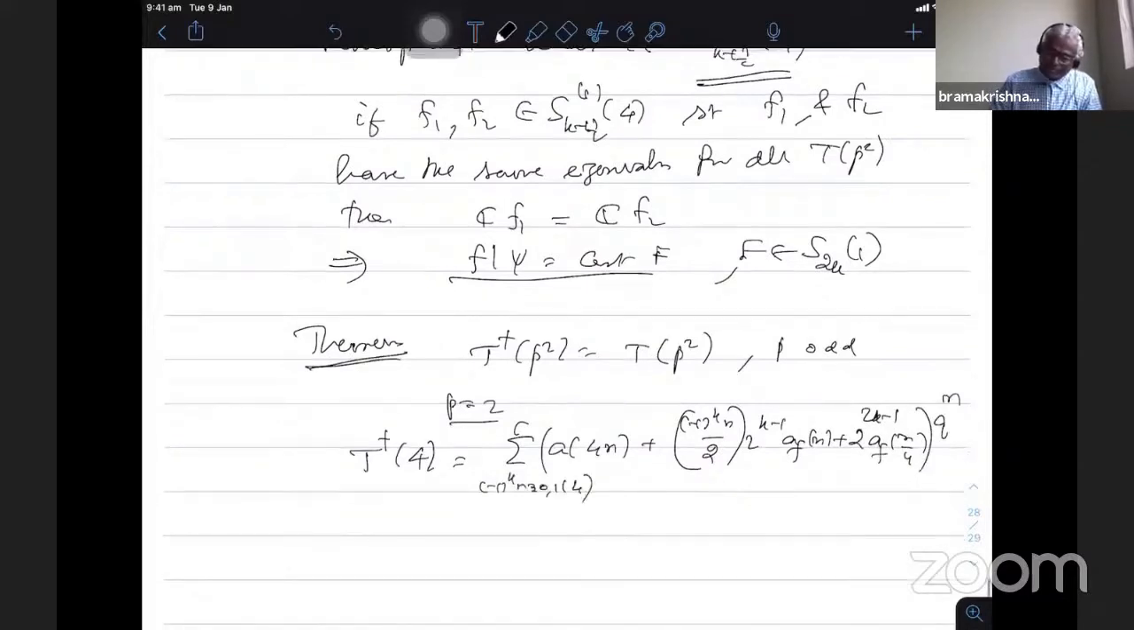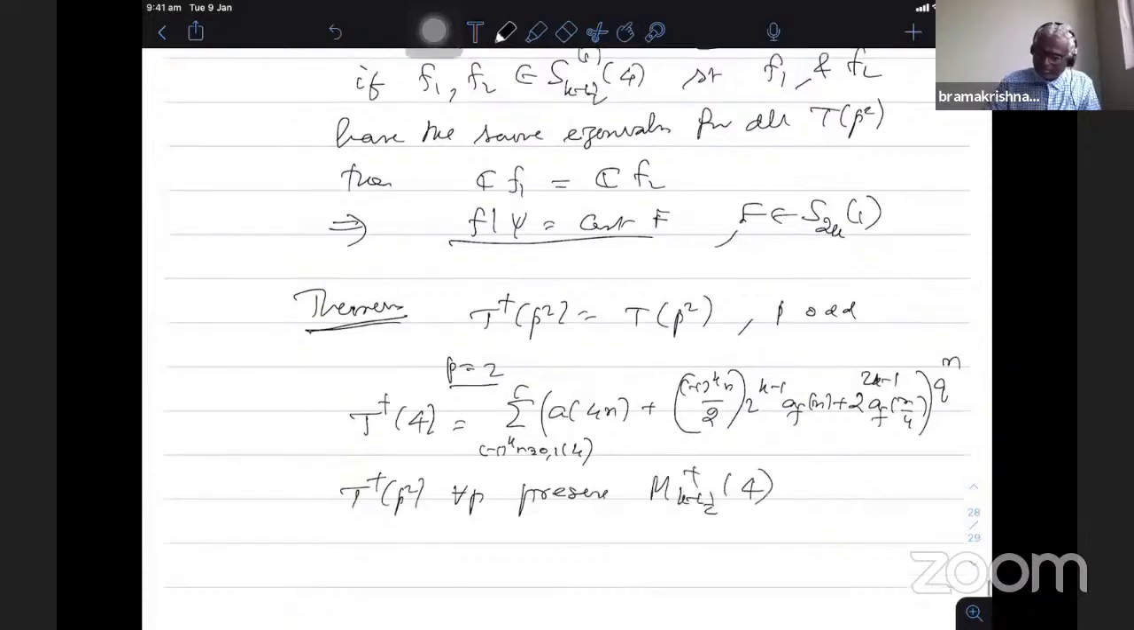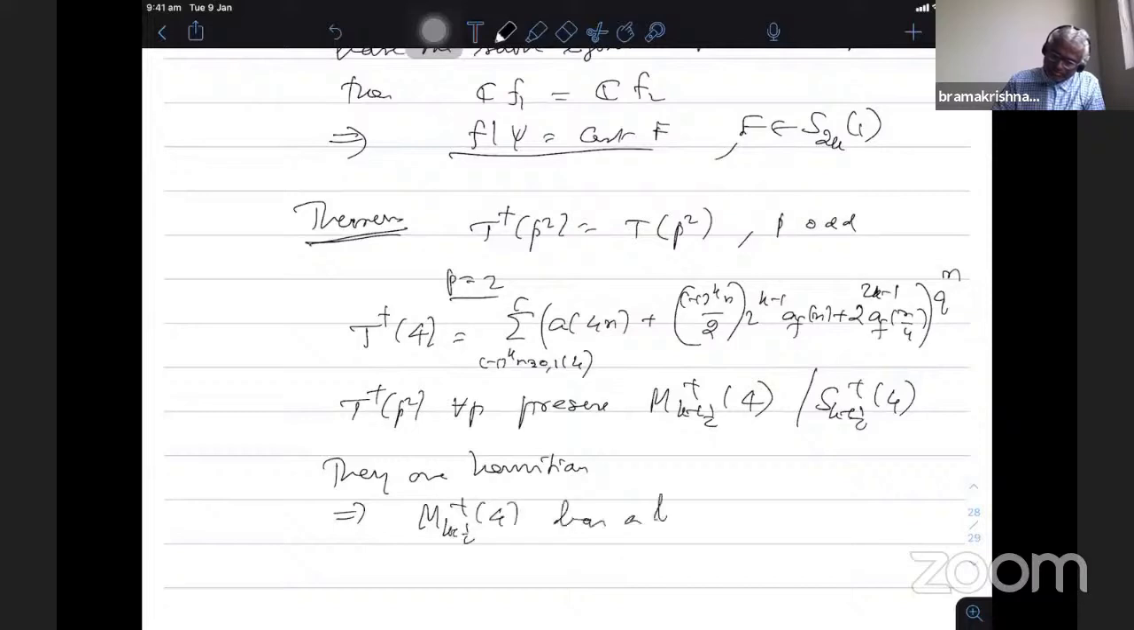So both the operators preserve the plus space. T_{p^2} for all p preserve M_{k+1/2}^+(Γ0(4)), and they also preserve the cusp space S_{k+1/2}^+. If it is a cusp form, it will be a cusp form, and if it is a non-cusp form, it stays a non-cusp form. And they are Hermitian. Therefore, one can find common eigenfunctions with respect to all the Hecke operators. And so M_{k+1/2}^+(Γ0(4)) has a basis of eigenforms.